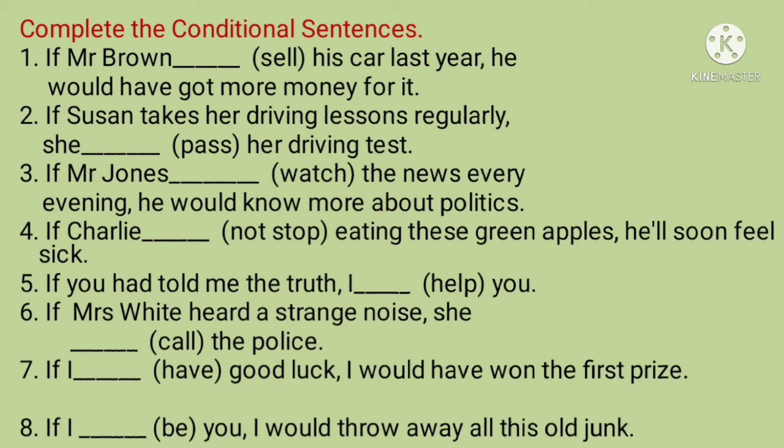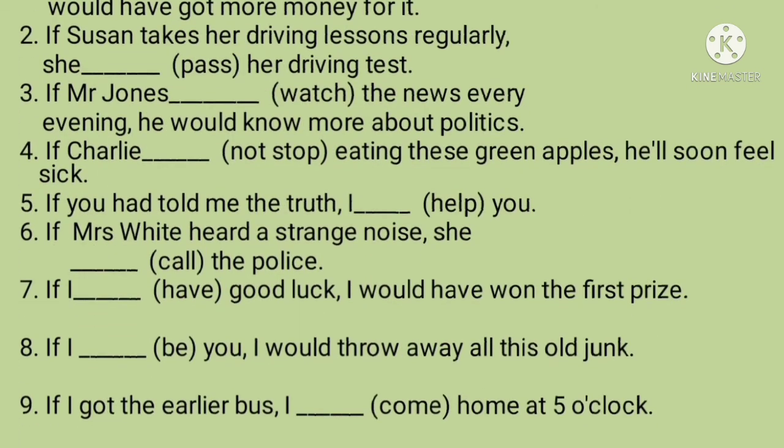If Mr. Jones dash the news every evening, he would know more about politics. So here the given verb is would know. Would plus bare infinitive is the second type. So here, if Mr. Jones watched the news, simple past will come according to the second type. If Charlie dash eating these green apples, he will soon feel sick. So he will soon feel is a simple future. So in the if clause it will be present simple, that is, if Charlie does not stop. The same way the fifth one: if he had told me the truth. So had told me is the past perfect. So what will come here: I would have helped you.